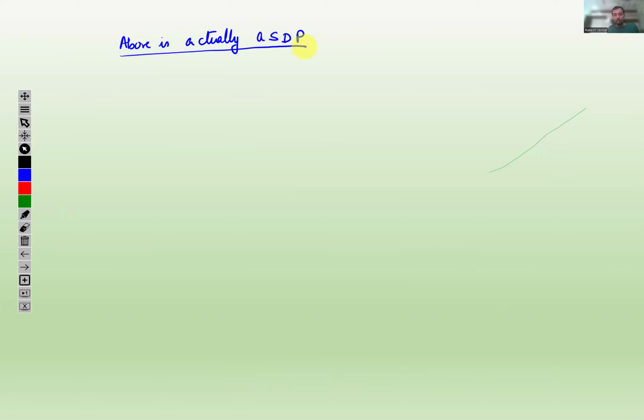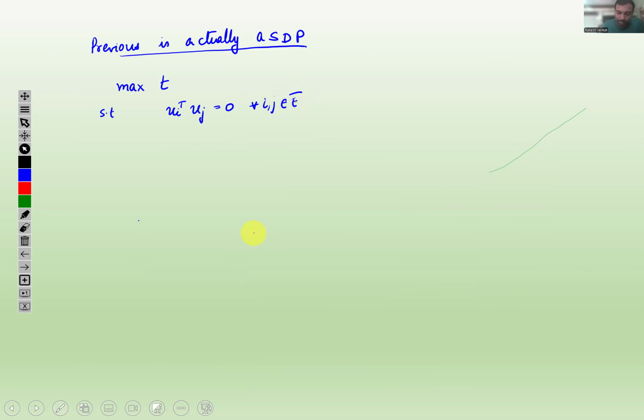So I claim that the above optimization problem is actually an SDP. Okay, so let's see how we wrote it. We wrote it like the following: max over T such that ui transpose uj is equal to 0 for all ij in E bar, and C transpose ui is greater than or equal to T, right?